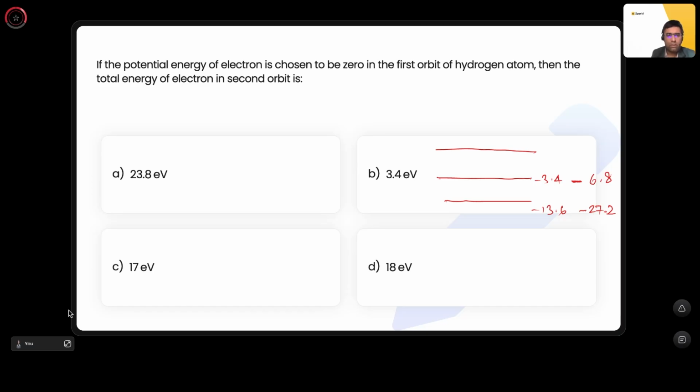So what we have to do is, we are told that the potential energy over here in the ground state is taken to be zero. So everything should be added with how much? 27.2, right? Because we have increased the potential energy over here by 27.2, so everything should be increased by 27.2. So the total energy in the second orbit will be minus 3.4 plus 27.2, so it will come out to be 23.8 electron volt. All right, so this will be my answer.